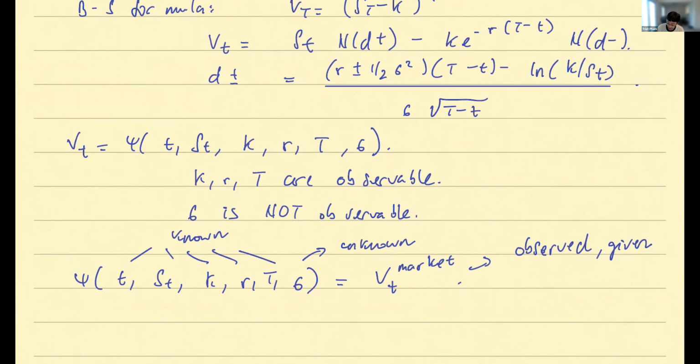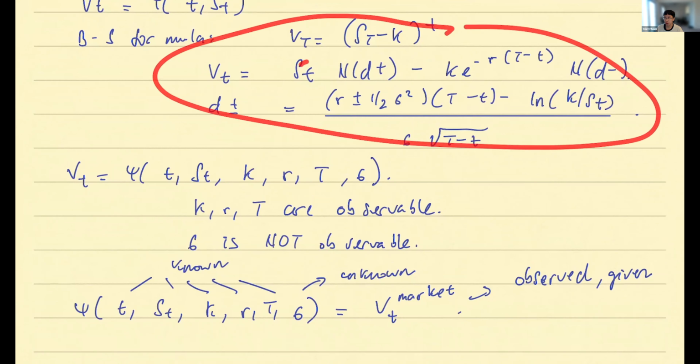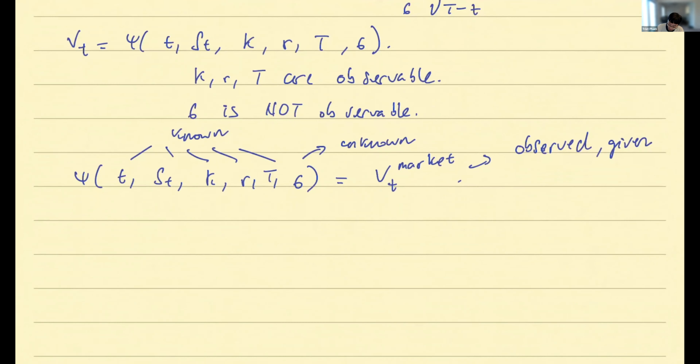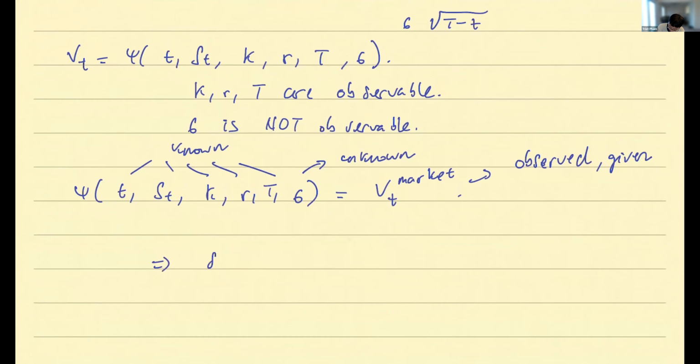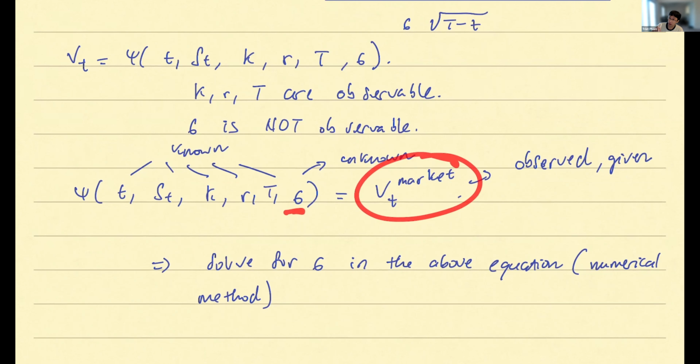A highly complex equation, by the way, because this function is complicated. But nevertheless, you could solve for sigma in the above equation. How? Well, this is where your numerical analysis comes into play, using some numerical method. But once you do that, you have practically deduced sigma from the market price of the derivative on the stock of the company.